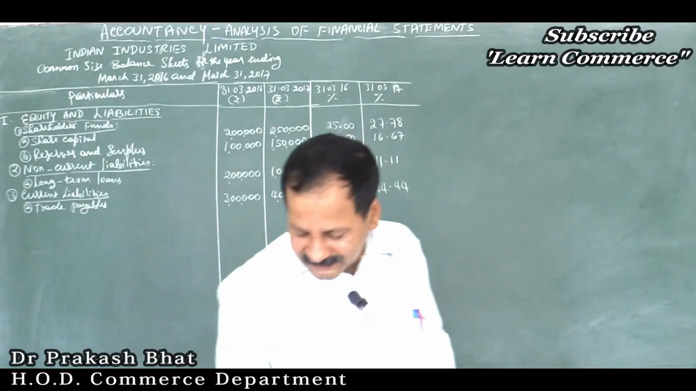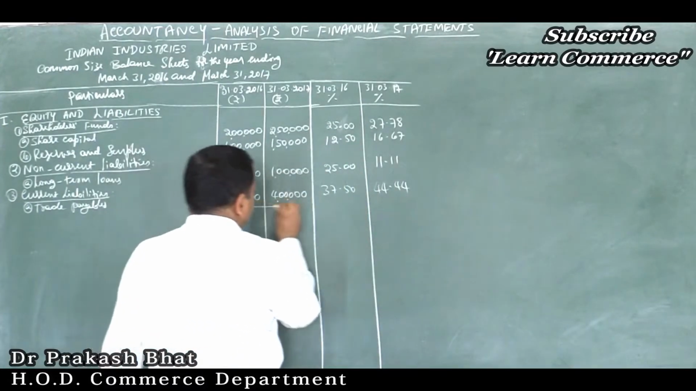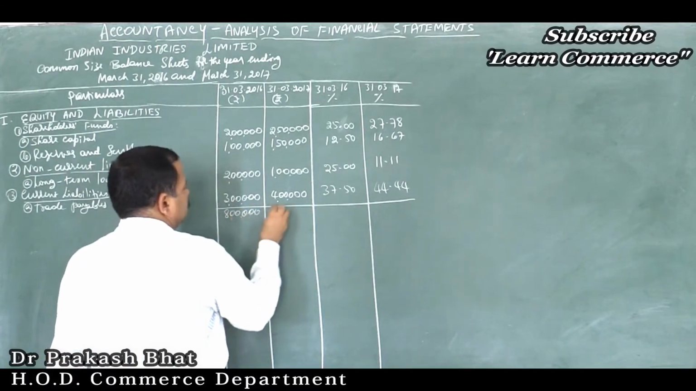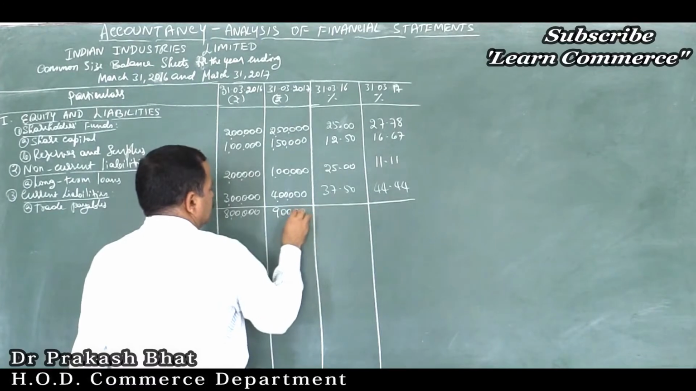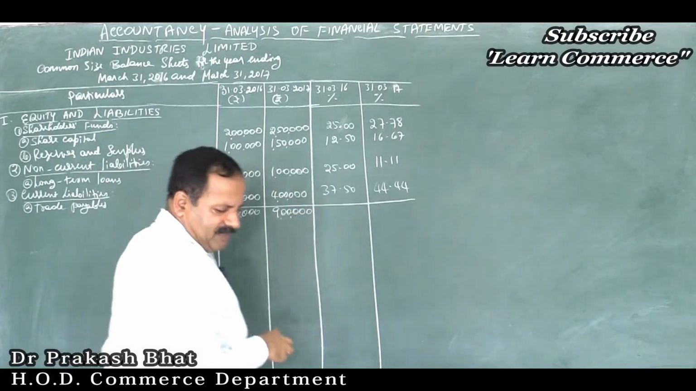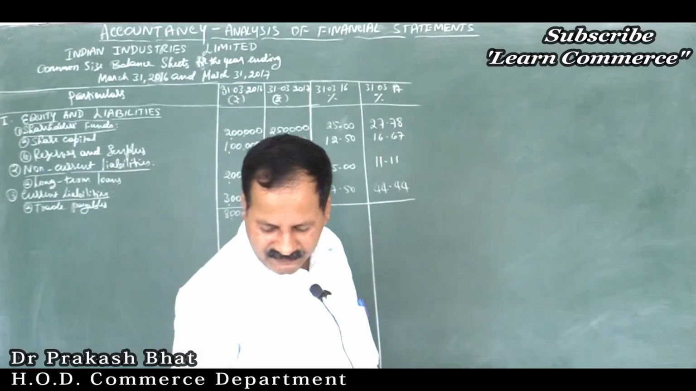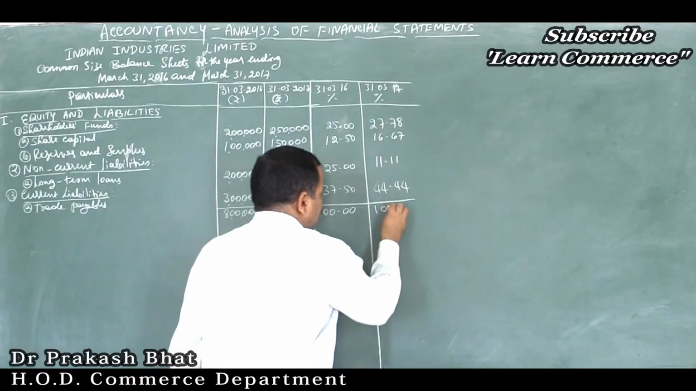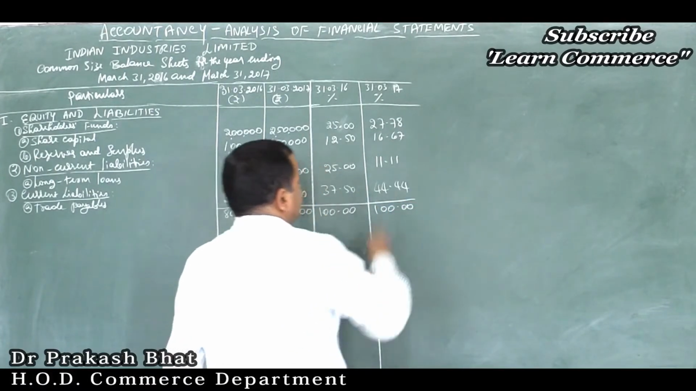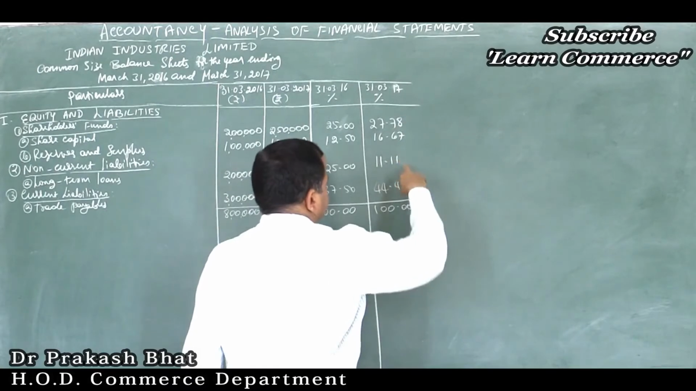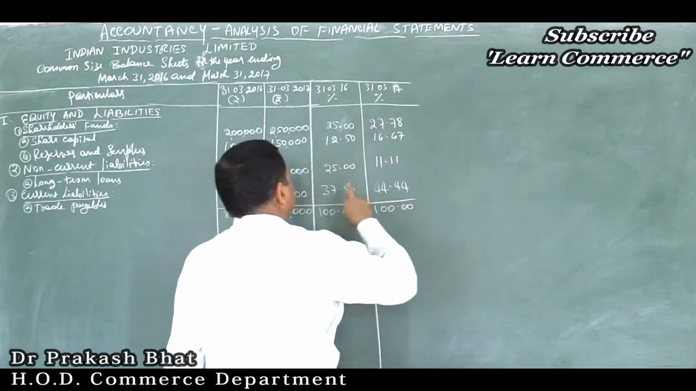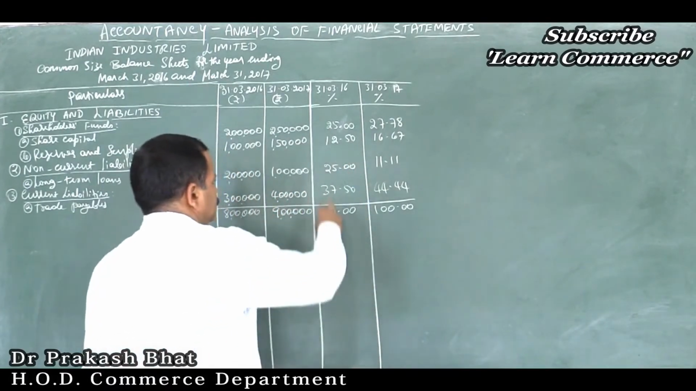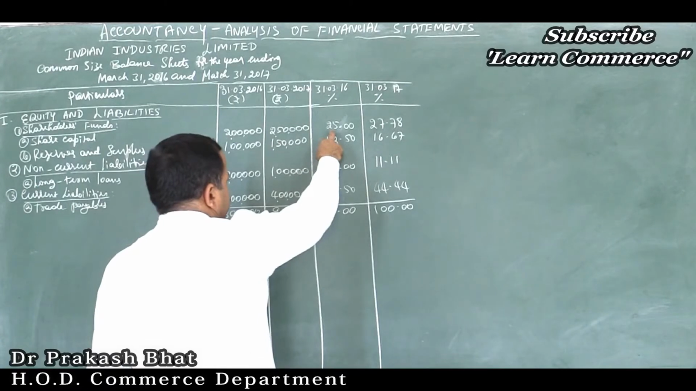That's all. Now write the total straight away. This is 8 and 9 lakh. It should be 100. Now calculate whether it agrees or not: 8, 7, 15, 16, 4, 20. Here 0, so 0. Yes, 100.